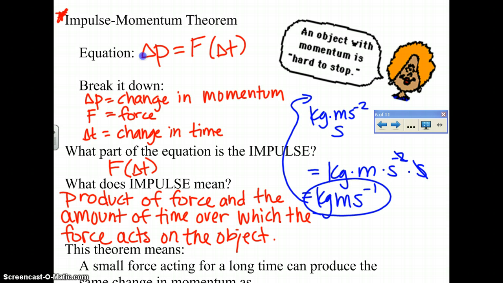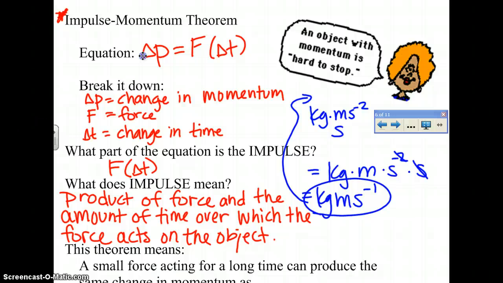Okay, this theorem means a small force acting for a long time. Stop and think about this in your head. Don't just read it, please, because you're not going to get it if you just read it. Stop and think about this. So picture a small force, like the toy truck. Okay, a small force acting for a long time can produce the same change in momentum as, and I know that's cutting it off from the screen here, but the bottom line there says same change in momentum as. What do you think? What would be the right answer there?